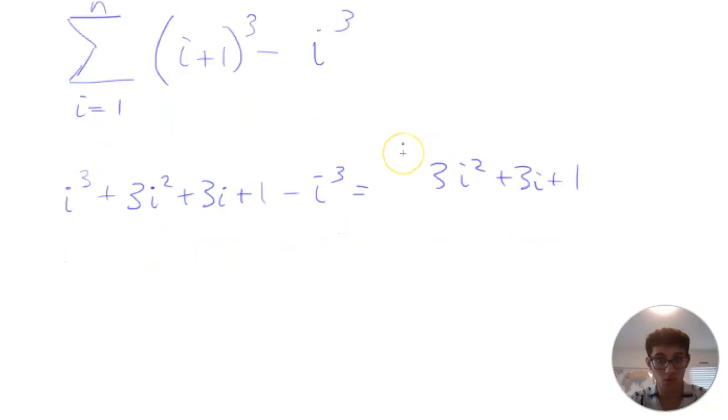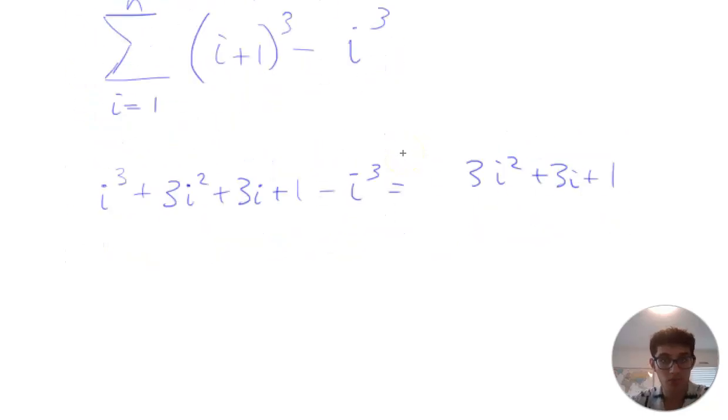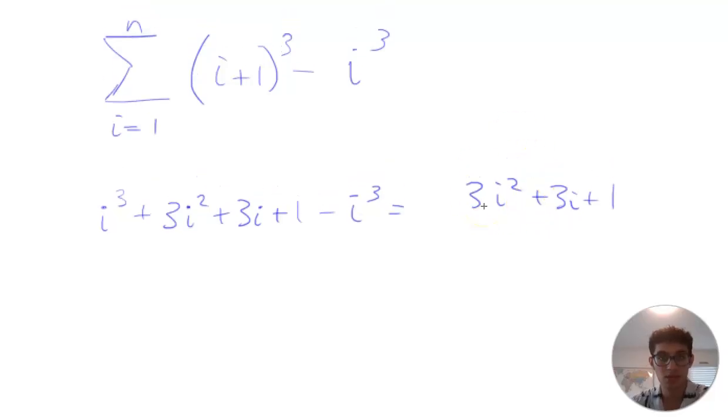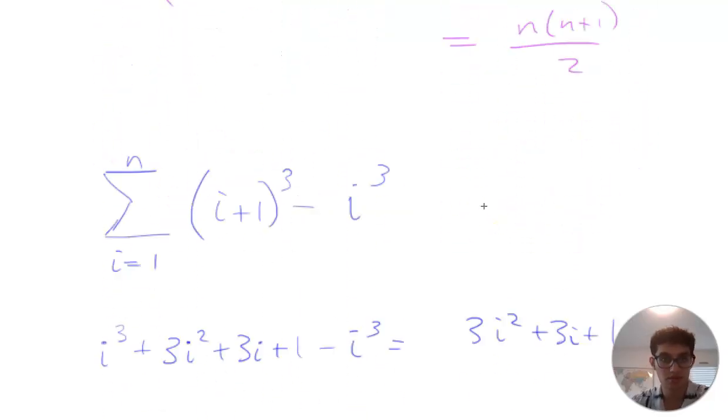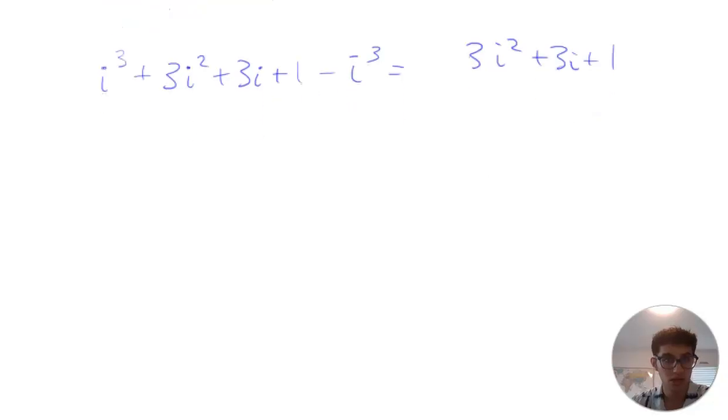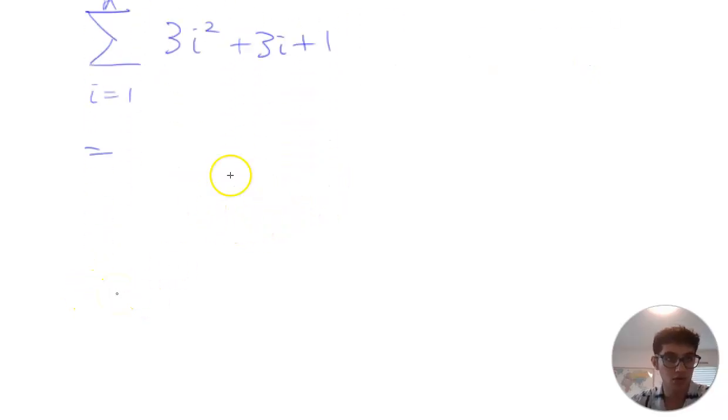So what do we want then? We want to isolate the 3i squared part. And so let's plug that back in now. Oops, okay, yeah. So we've got 3i squared plus 3i plus 1. And now what do we want to do here? Well, we can write it like this.